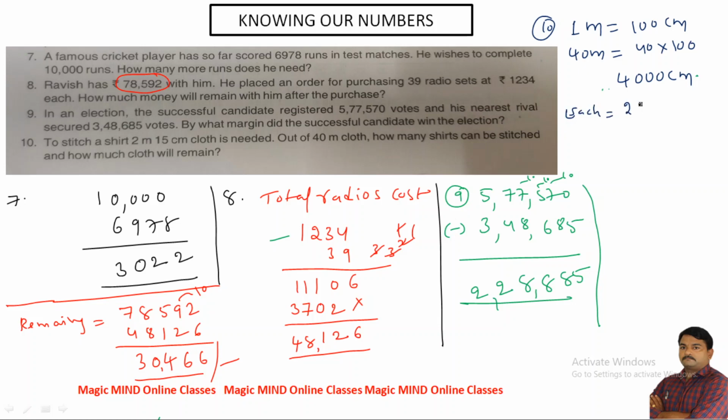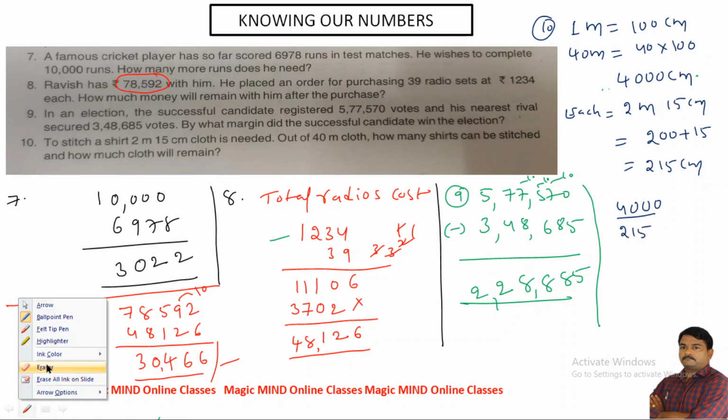How much length of cloth is required here? 2 meters 15 centimeters. What does it mean? 2 meters means 200 centimeters, right? 200 plus 15, total you are going to get 215 centimeters. Therefore, the question is how many shirts can be stitched, which means you have to divide. 4000 is divided by 215. If you divide that, you are going to get the answer.